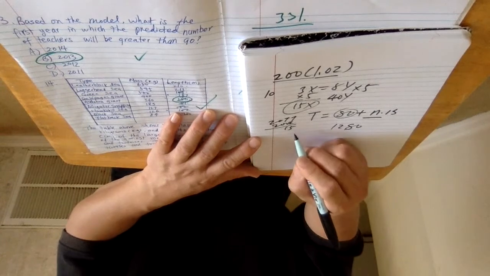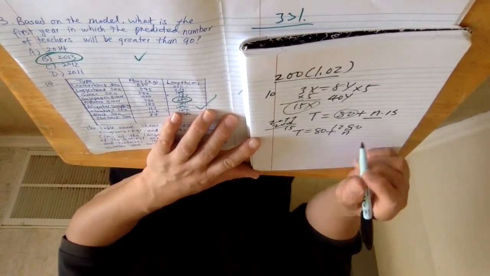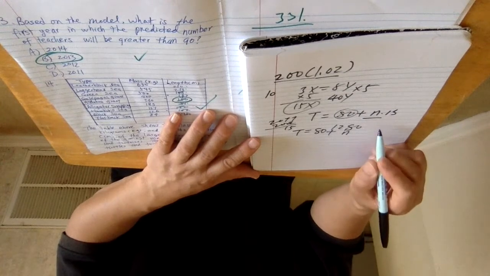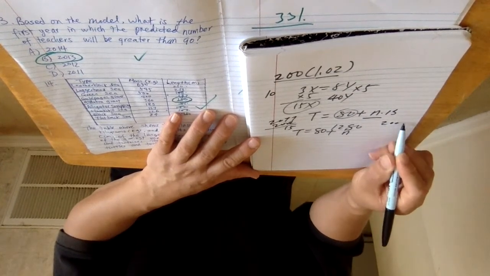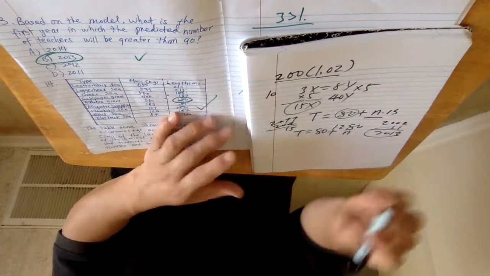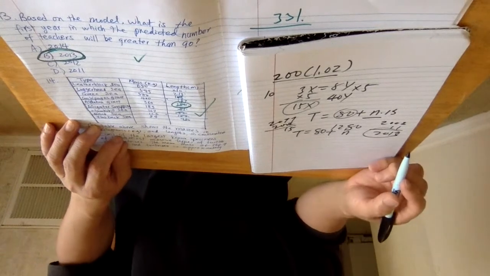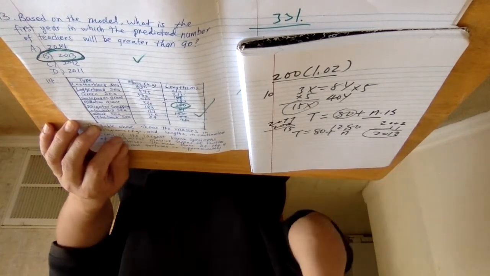So we have T equals 80 plus n. We have to be over 90. So it will be 2002 plus 11, which is 2013, because 11 plus 80 makes 91. So it will be over 90.